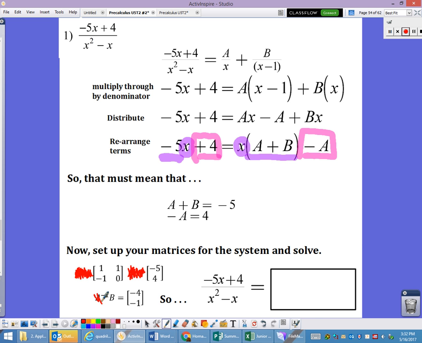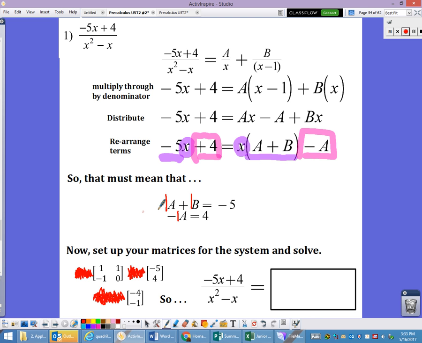Okay? A lot of students want to use substitution to solve this. So they're going to say, well, a equals negative 4. If I plug that back in, then that means that b equals negative 1. Well, you're right. That is true. But again, remember we're focusing on solving these with matrices because that's the unit that we're in. So this is 1a, and this is 1b, and this is negative 1a, and there's no b here.